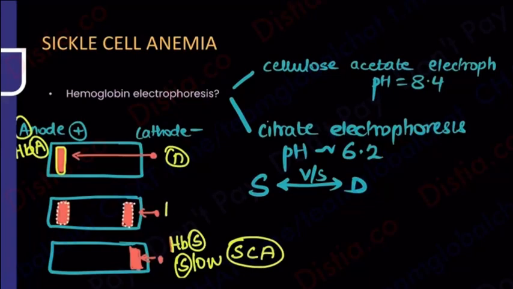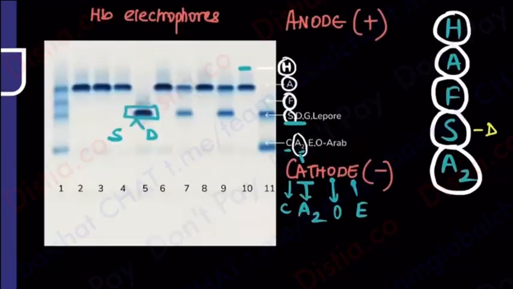So this must be HbAS, which means this is a case of sickle cell trait. Have you been able to analyze that adult hemoglobin will be at the anode and sickle hemoglobin will be at the cathode? So let's do some interpretations. What do you think is our patient number 1, patient number 2 and patient number 3?